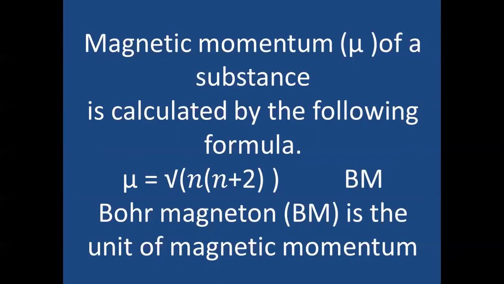The magnetic moment mu of a substance is given by the square root of n into n plus 2. Here n is the number of unpaired electrons present in the atom or ion or molecule of the substance. It may be an element or compound. And the units of mu are Bohr magnetons.